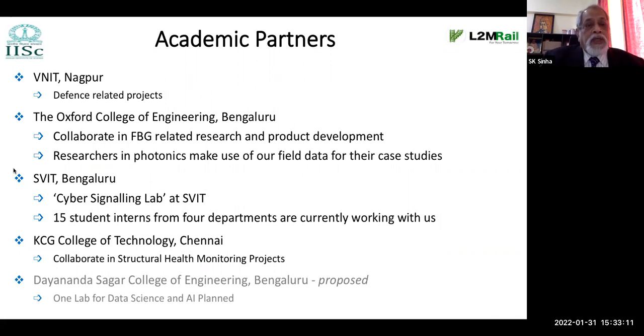Then from KCG College of Technology in Chennai, we have made a tie-up because of that SERC in Chennai. We needed some academic person to work on our behalf with SERC, so this college has provided that. And I am hoping, I have graded it because this is at proposal stage, but I am very sure this will happen, and we will have a unit at the Anand Sagar College of Engineering.